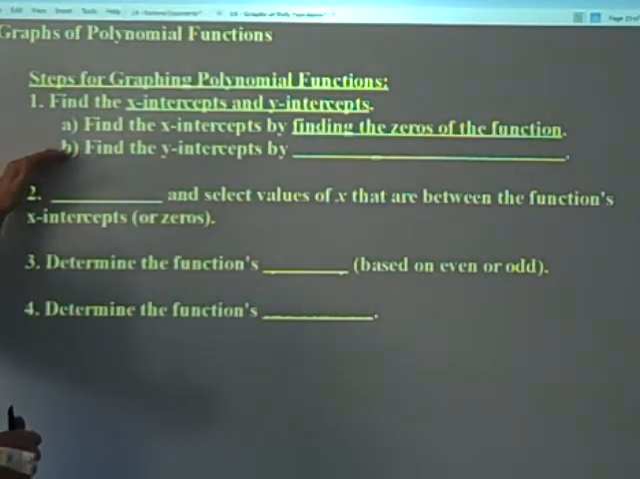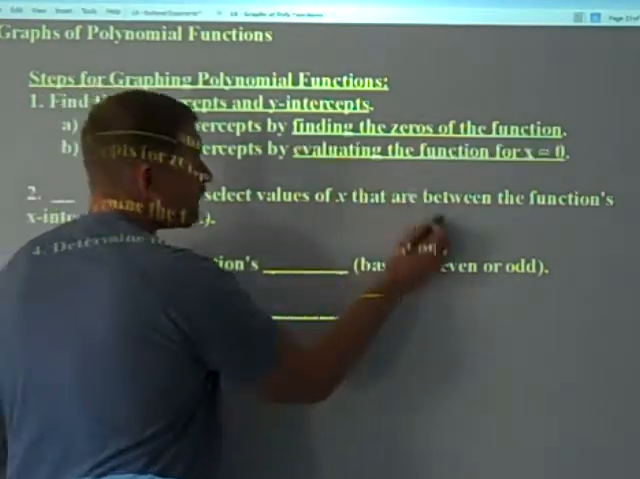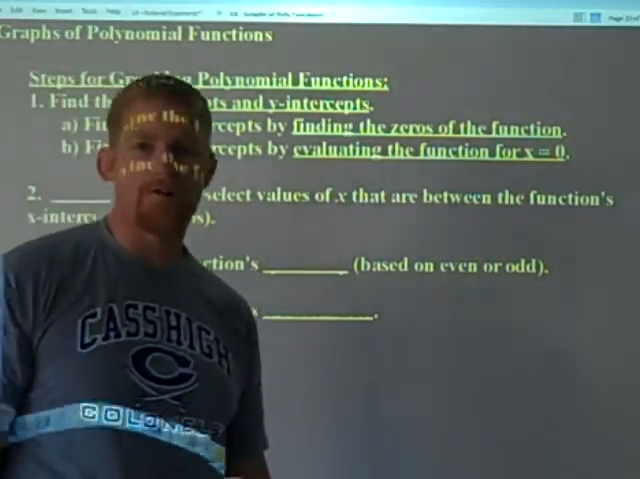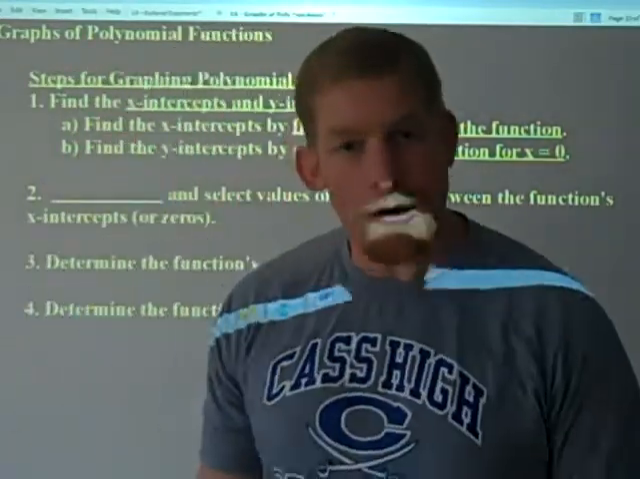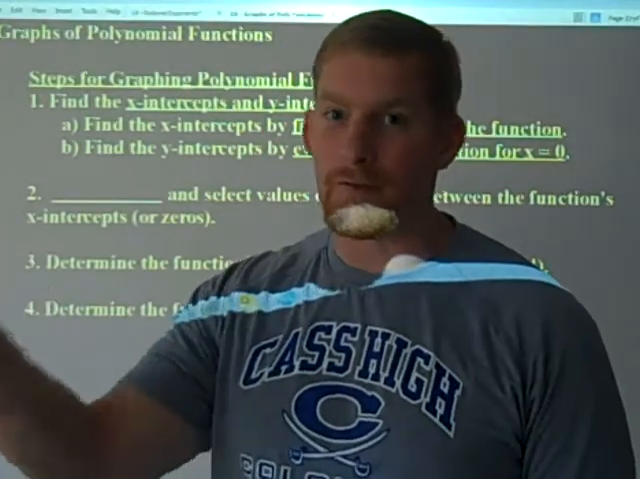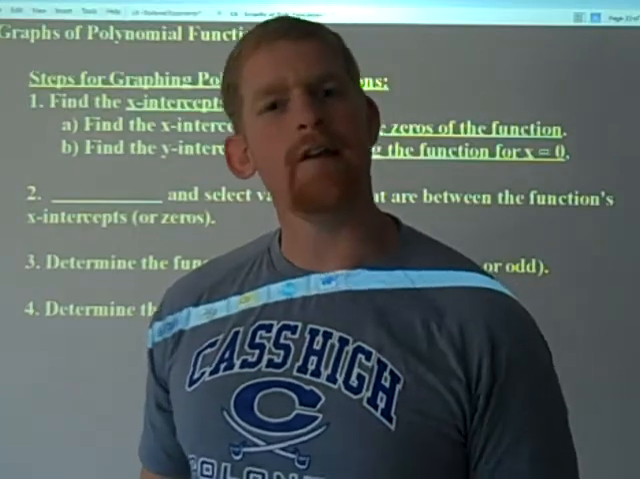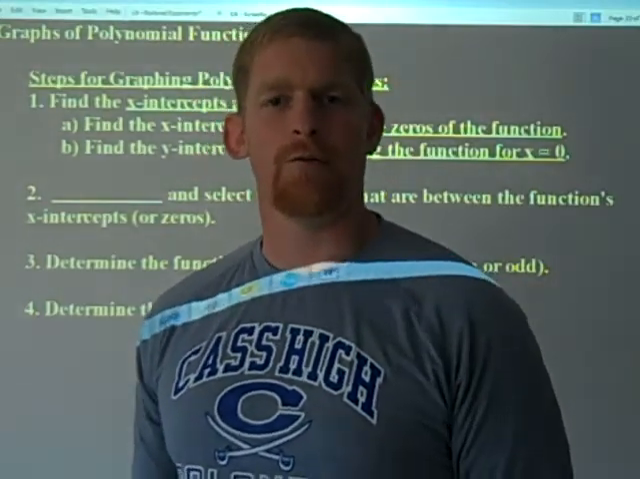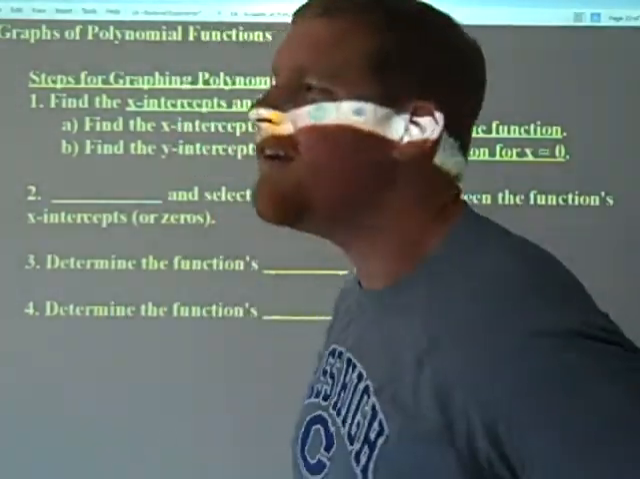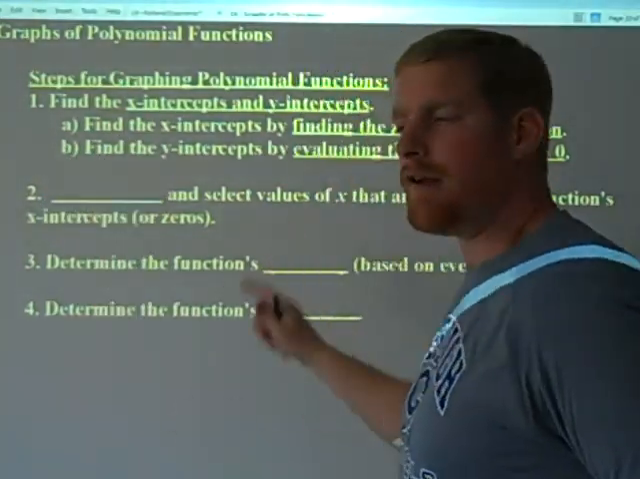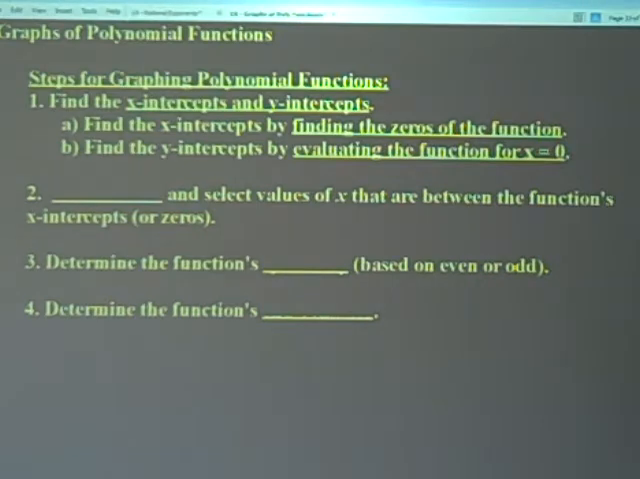The second thing is finding the y-intercept. It's very simple. Evaluating the function for x equals 0. Yes, that's all it sounds like. You just plug in 0 for x, and whatever's at the end is your y-intercept. Thinking back to linear functions, where it was y equals mx plus b, yeah, that b at the very end, that was the y-intercept. Same thing with polynomial functions.